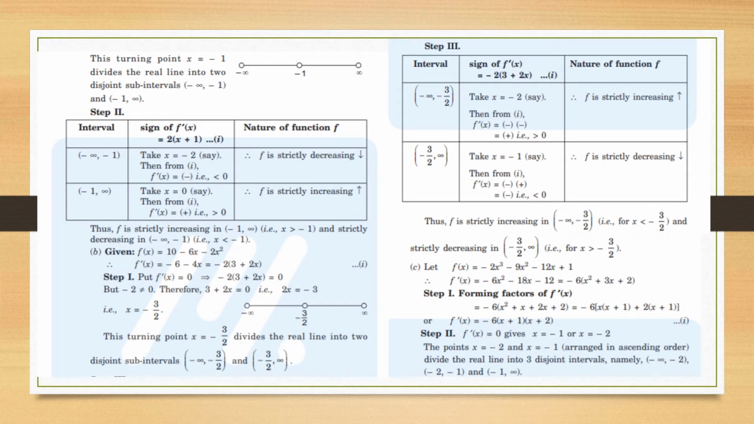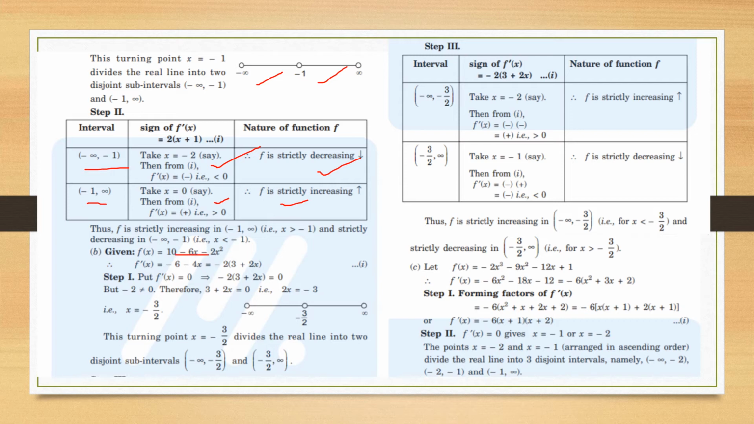Okay. So two intervals will be there, -infinity to -1 and -1 to infinity. So let us take a point here to check the derivative. Say it is -2, it turns out to be negative and it is decreasing. And between -1 to infinity, I'll take x as 0, which is positive. So the function is strictly increasing. So I got that it is increasing in the interval -1 to infinity and decreasing in -infinity to -1.